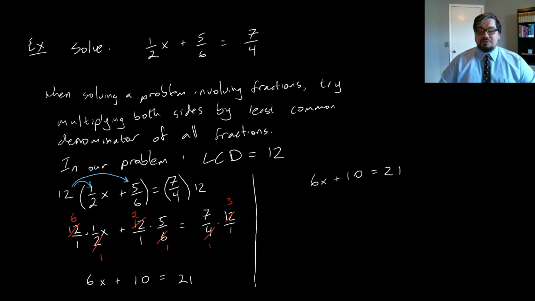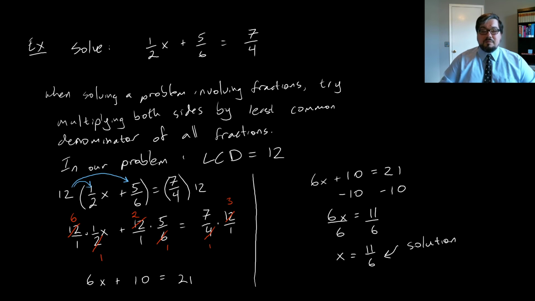So now we're going to solve this one via our normal methods. We can subtract 10 from both sides to get the 6x by itself, and then divide both sides by 6 to get x equals 11/6. And there's the solution to the problem.